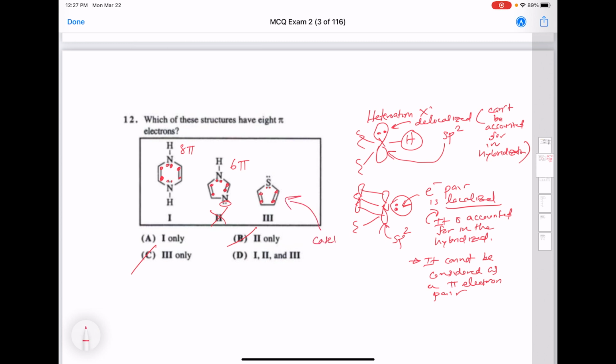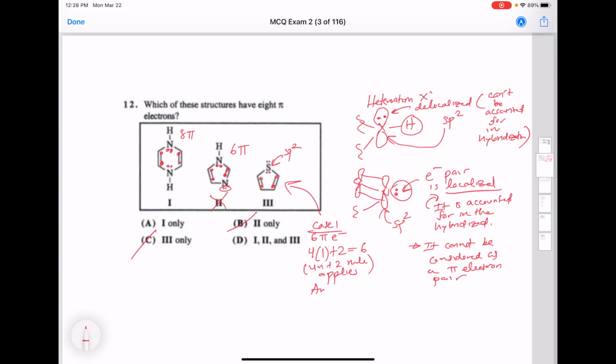So case 1, let's treat it as if we have 6 pi electrons. If we take these into account and treat them as part of the overall pi system, then that means that this sulfur is sp2 hybridized, because this is no longer a localized pair of electrons. So by Huckel's rules, it's cyclic, it's planar, and now it's conjugated, and there's 6 pi electrons. You can get the number 6 if you do 4 times 1 plus 2, and that gets us 6. So the 4n plus 2 rule applies. And so what does this mean? It means that for case 1, we would have an aromatic system.